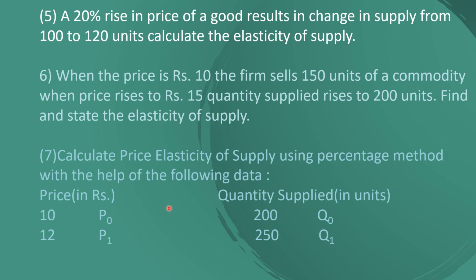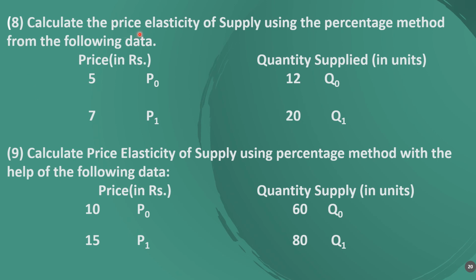The seventh problem is given in the form of columns. I told you that the first price mentioned is the original price P0. The second price mentioned is the new price P1. The first quantity supplied is Q0 and the second one mentioned is Q1. The eighth one, calculate the price elasticity of supply using the percentage method from the following data. You have 5 as P0, 7 as P1. The quantity supplied at price rupees 5 is 12 and when the price rises to 7, the quantity supplied also rises to 20, which falls in line with our law of supply.